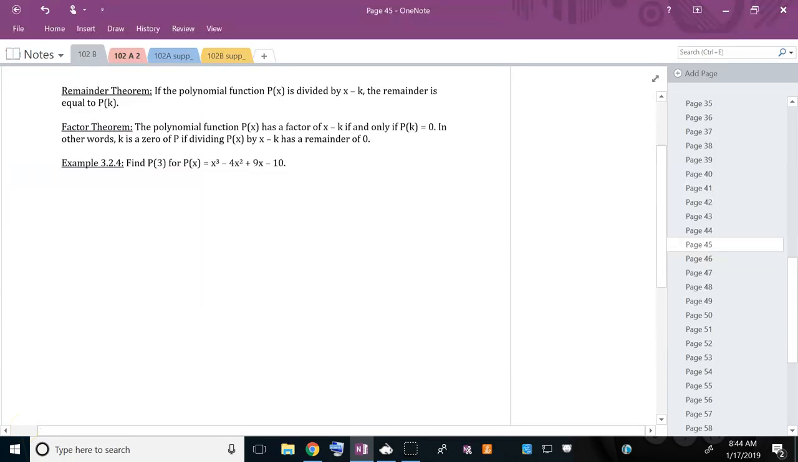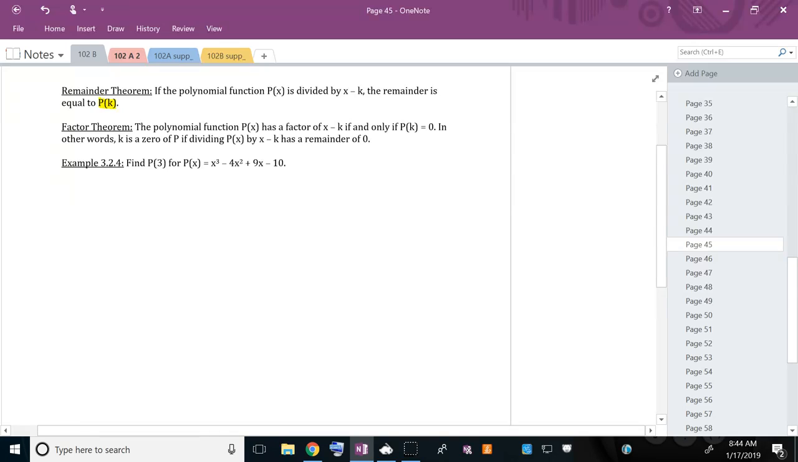Math 102, example 3.2.4 version B. Now we do have two theorems that we need to discuss in this section. The first is the remainder theorem. And this says if I take my polynomial function p of x and divide it by x minus k, the remainder is the same thing I would get if I evaluated p of k.